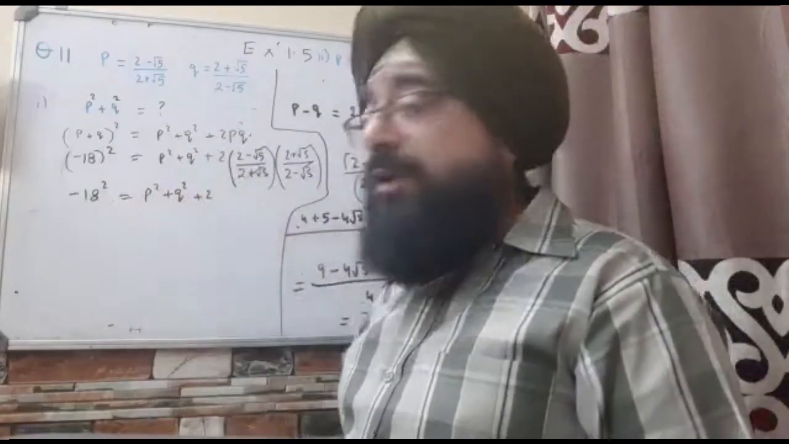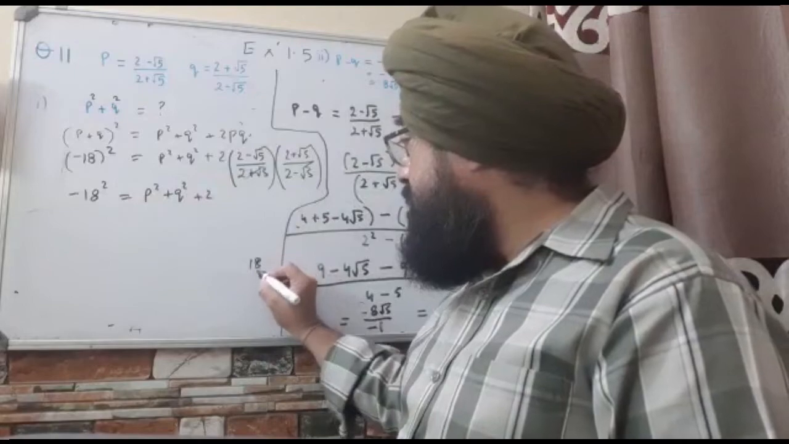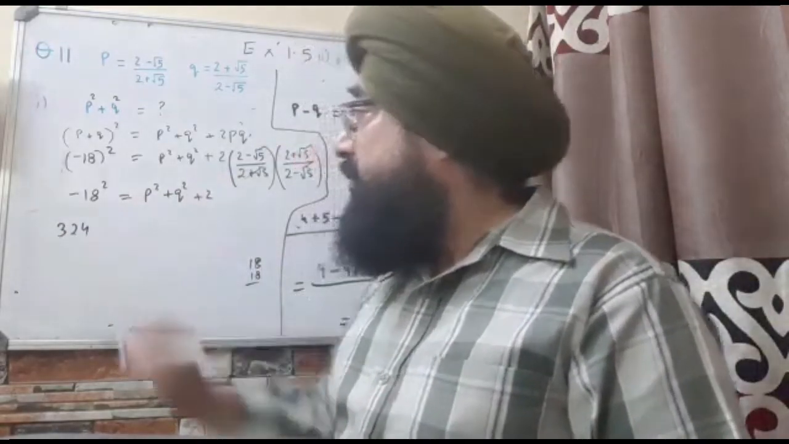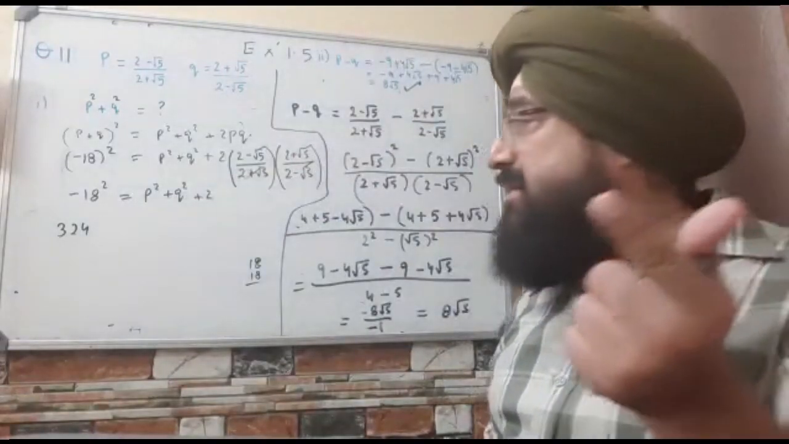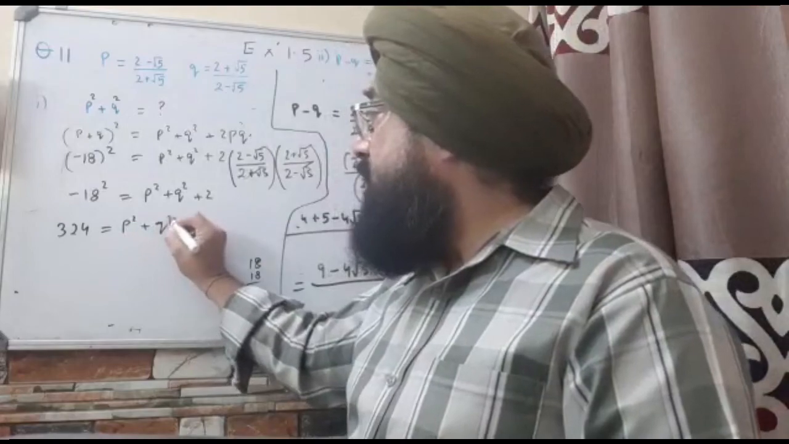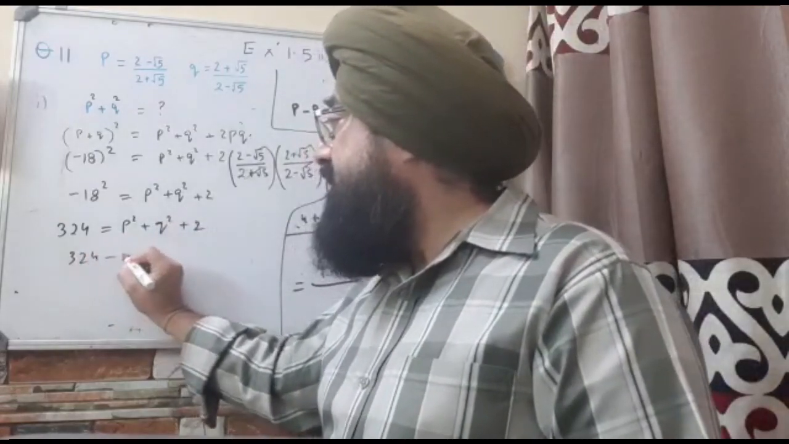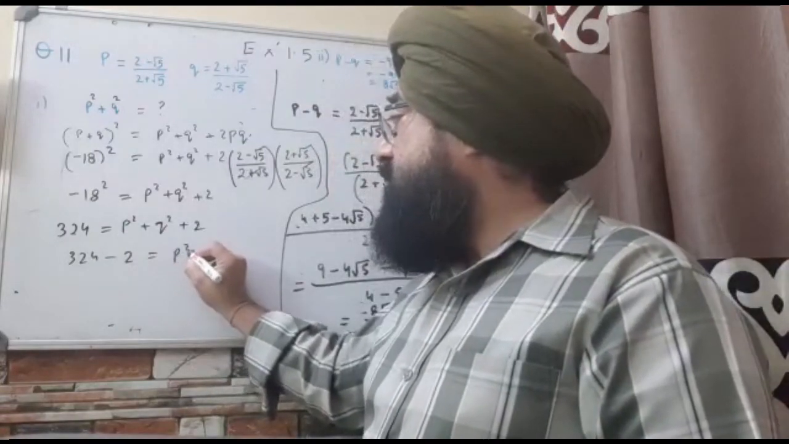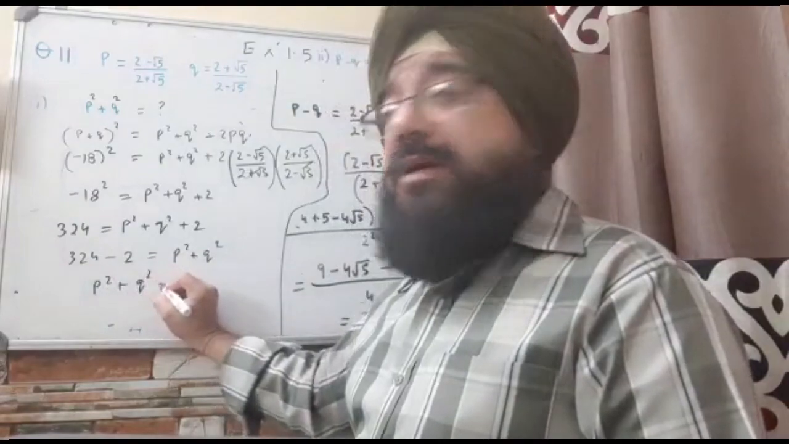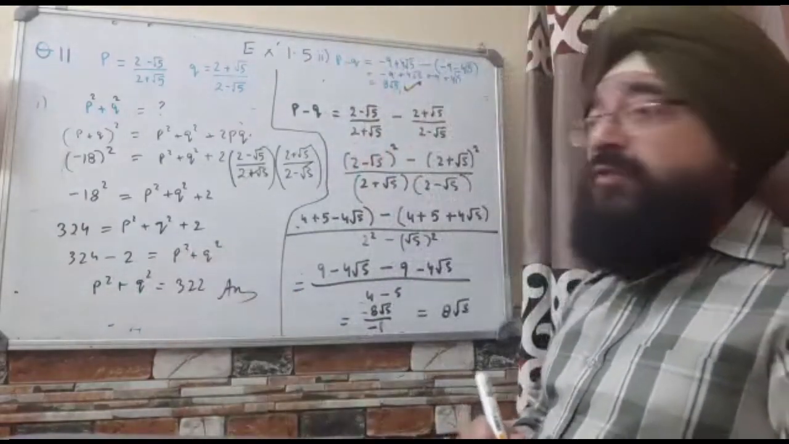Minus 18 square. What is 18 square? Come on. Sir, 324. Yeah, you must learn those. Very good. 324. And minus square is plus, and 18 square is 324, equal to p square plus q square plus 2. And this will give you 324 minus 2 is equal to p square plus q square. And therefore, your answer p square plus q square becomes equal to 322. What do you say? 322.